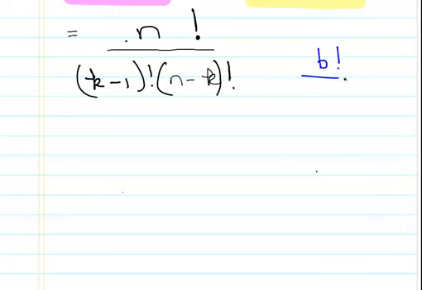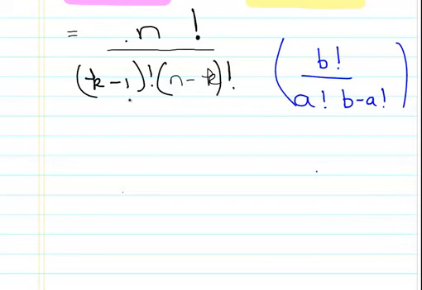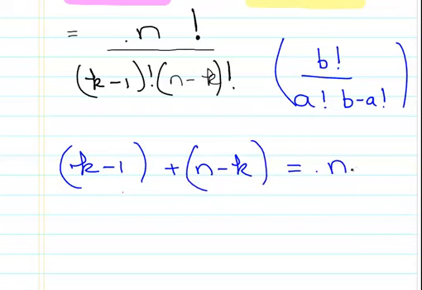B factorial over A factorial times B minus A factorial. That's the general shape of this. Whatever is on the bottom has to add up to what's on top. So k minus 1 plus n minus k adds up to n minus 1. So we go back up to the numerator and have n minus 1 factorial there, to be consistent with this choose operator.